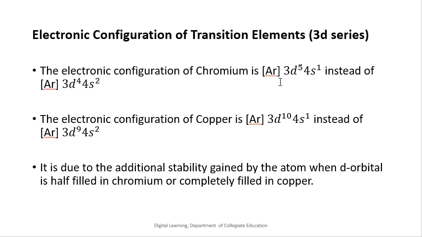Similarly, in the 4d series, molybdenum has an outer electronic configuration of 4d5 5s1 and silver has the outer configuration 4d10 5s1. So in heavier elements, the energy difference between the (n-1)d orbital and the ns orbital becomes smaller, and hence the electron can jump from one orbital to another orbital. Thus, there is an irregularity in the electronic configuration.